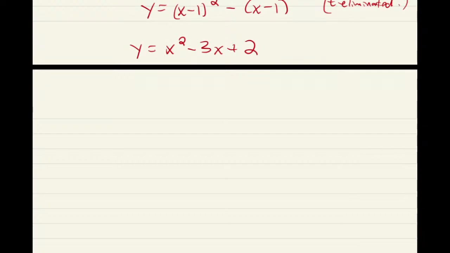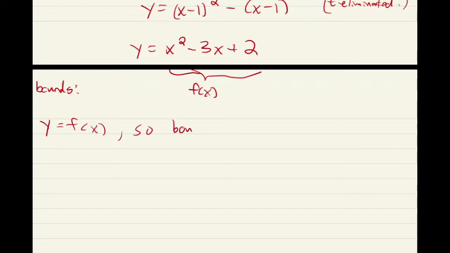Okay, so let's talk about the bounds. Okay, and notice this is the form y equals f of x, right? X squared minus 3x plus 2. This is a function of x. Okay, so the bounds, I can say y is equal to some f of x. So I know the bounds will look like this: x less than or equal to something. Okay, I don't know what those will be. I will find them out.